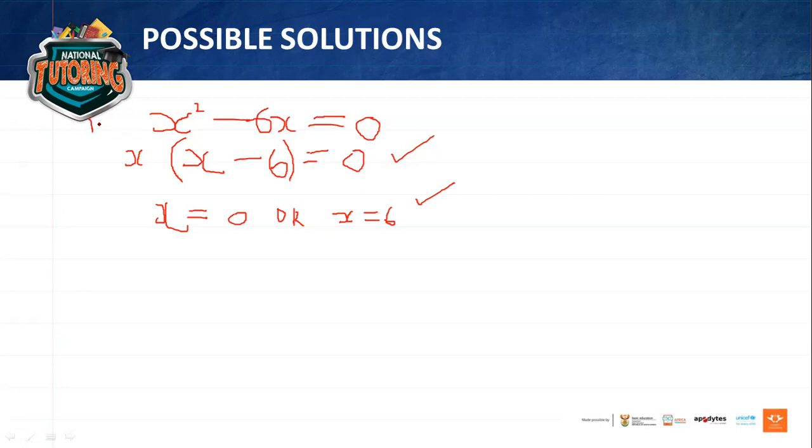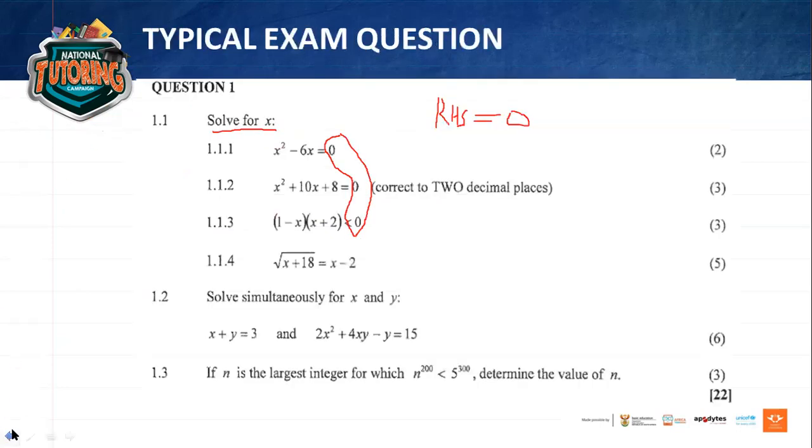So that was 1.1.1. All right, now let's look at the second one. The second one: x squared plus 10x plus 8 is equal to 0, correct to 2 decimal places.